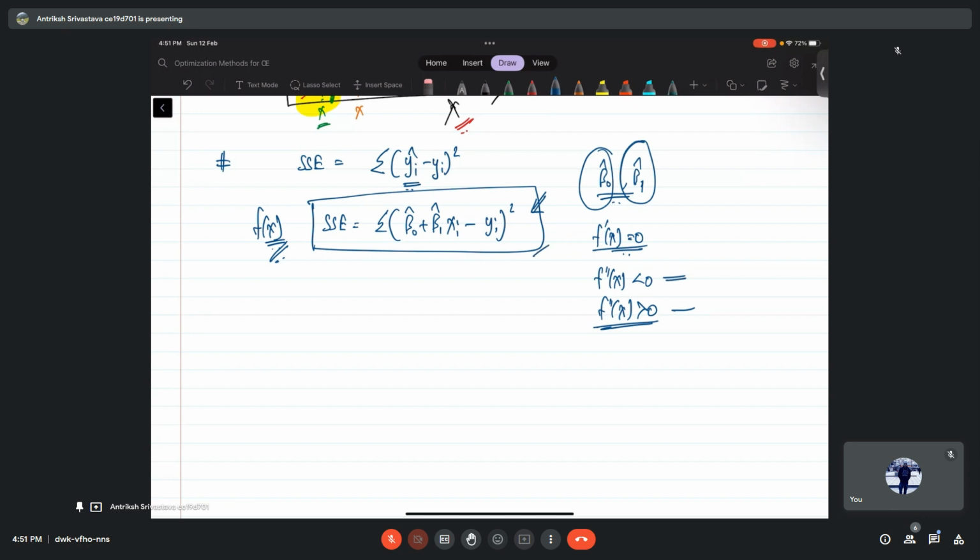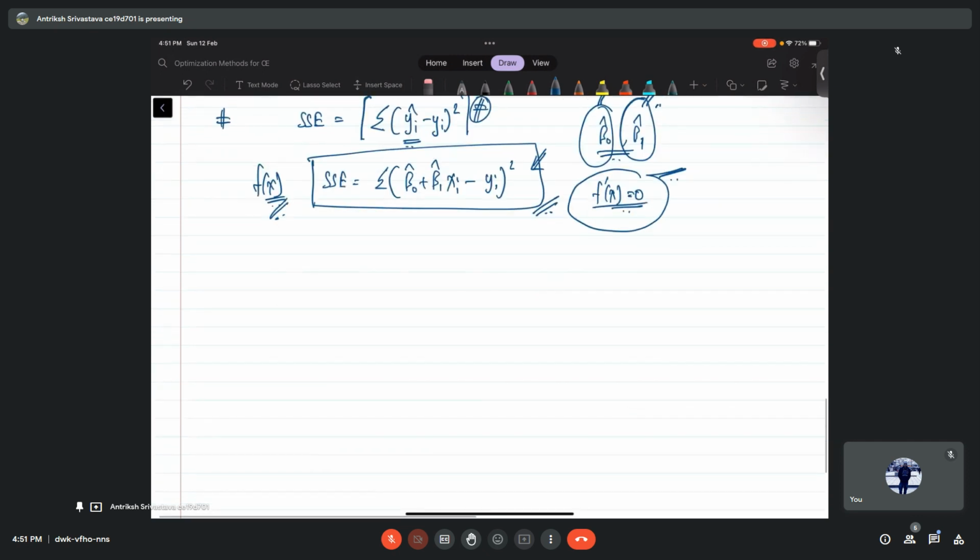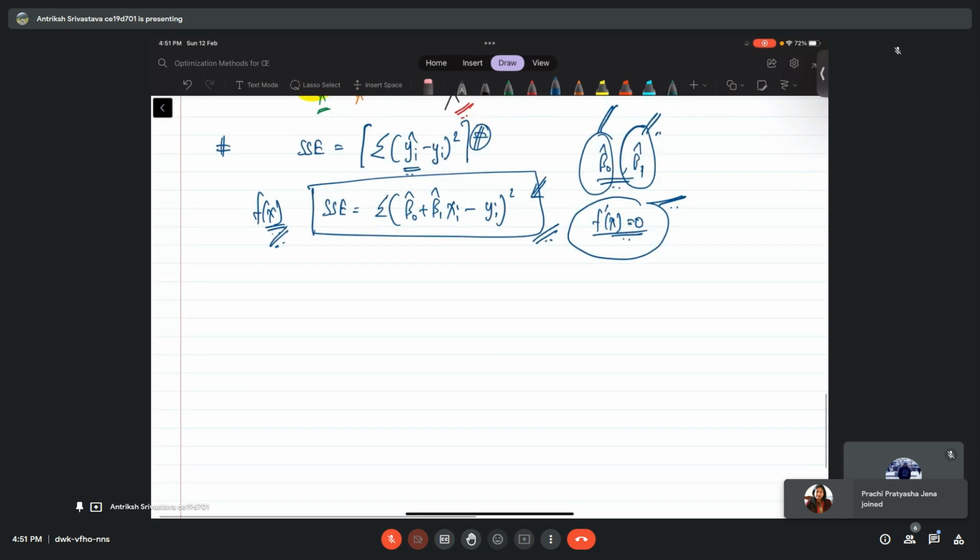But in our case, we have formulated our cost function, the sum of square error, in such a way that it is going to be minimum only. So what we need to do is just differentiate with respect to b naught hat and b1 hat, and then put it to 0. Then we are good to go. We will have the answer. Okay, now let's try to differentiate this. I will just say this as s for now.